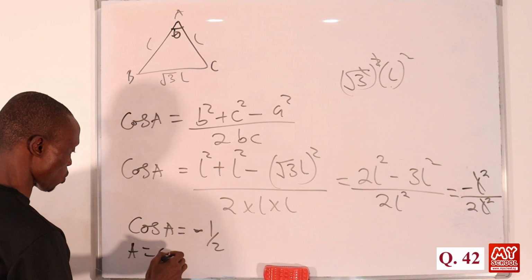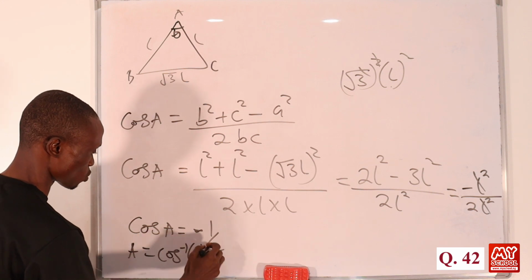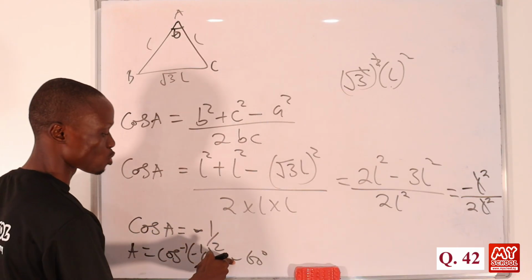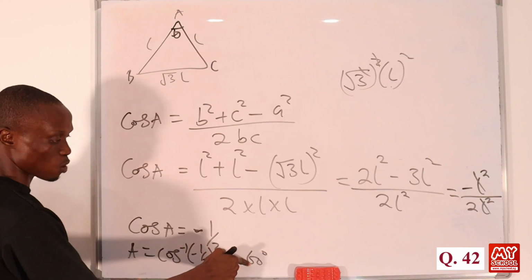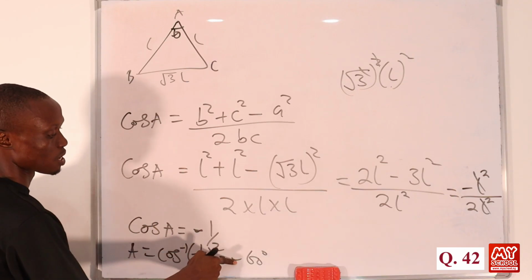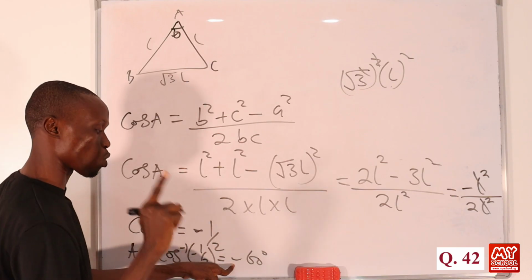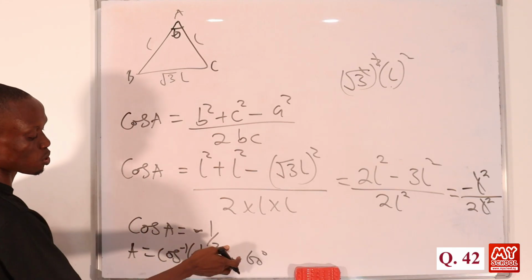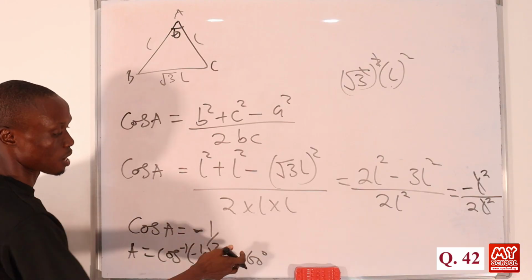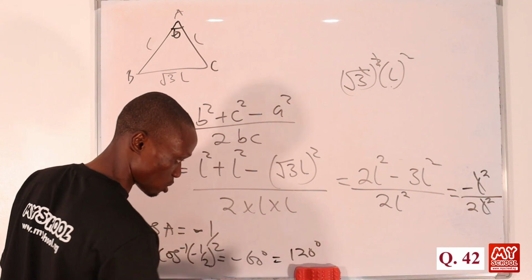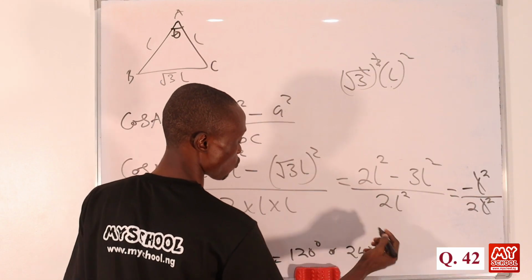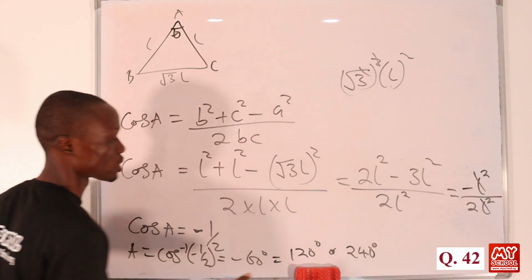So A is equal to cos inverse of minus 1 over 2, and that will be equal to minus 60 degrees actually. The minus sign is just showing us that this angle 60 is not in the first quadrant. Hence the minus sign. So it is actually in the second quadrant and in the third quadrant. To get the actual value, we just subtract it from, or add it to, 180, and that will be equal to 120 degrees, while the other angle will be equal to 240 degrees.